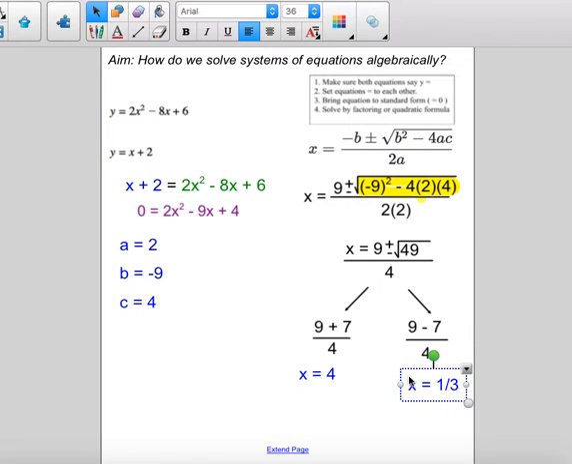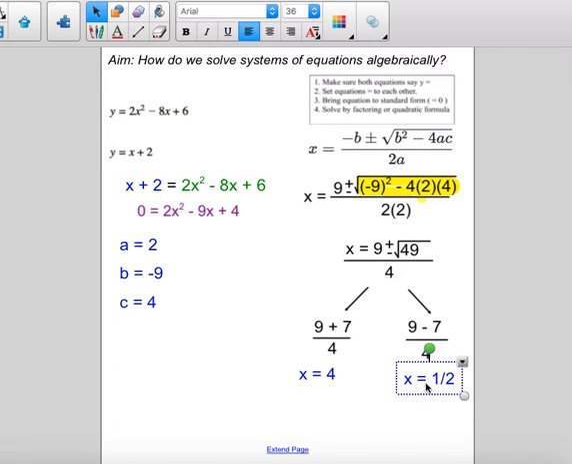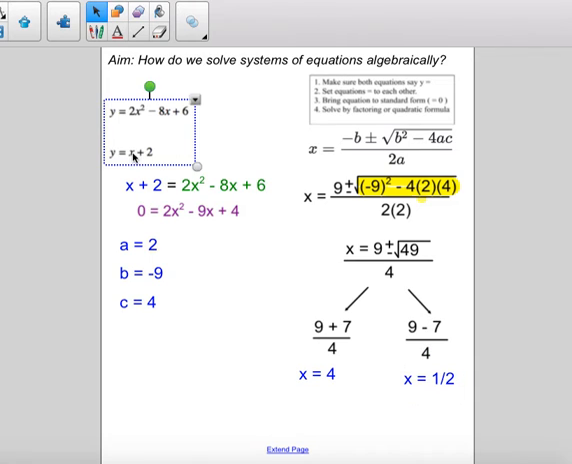X equals a half. Just like when we factored, we still have to go ahead and use this x value to find the y value of our solution as well. And that step remains the same. We'll take that x value, we'll plug it back into the original equation, and say y equals a half plus 2, so y equals 2 and a half. All right, we've solved that system of equations pretty thoroughly.